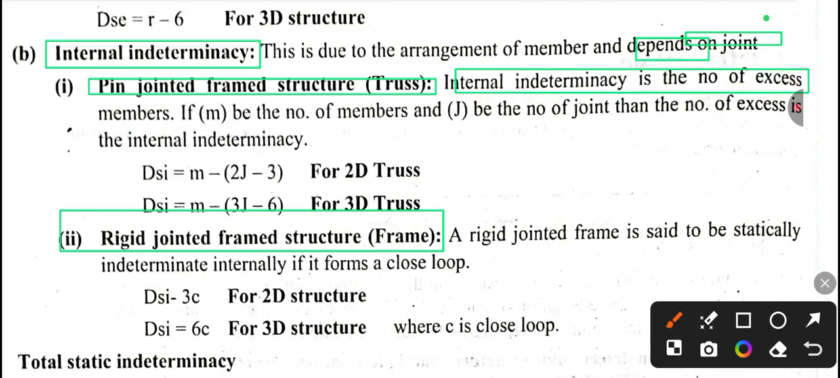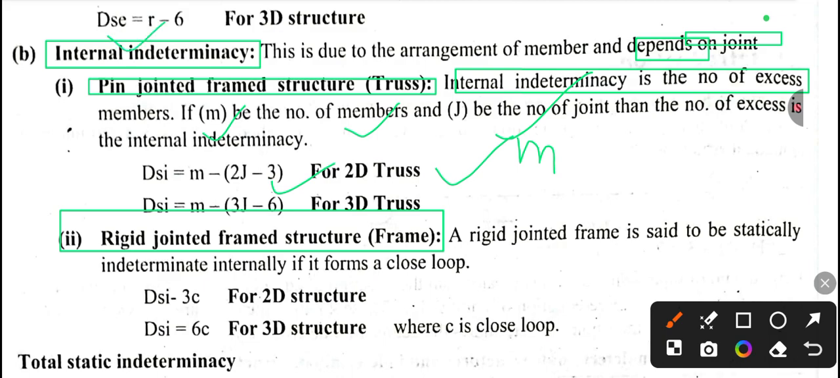If m is denoted by the number of members and j be the number of joints, then the internal indeterminacy can be calculated for the 2D truss as m minus 2j minus 3, where m is the number of members and j is the number of joints. In the previous video we have already seen r minus 3 and r minus 6 for 2D and 3D.